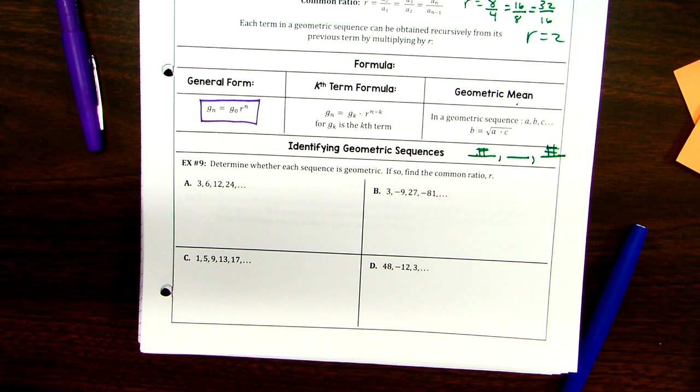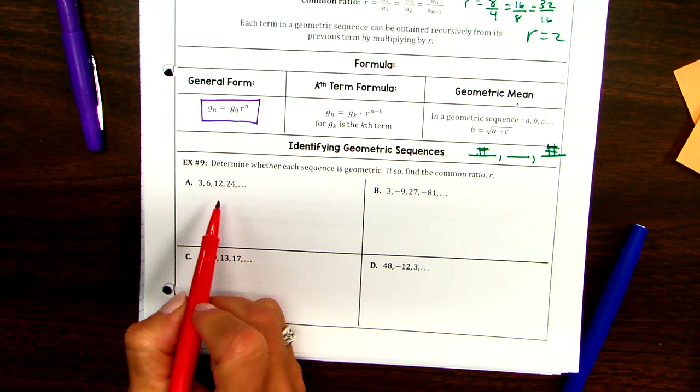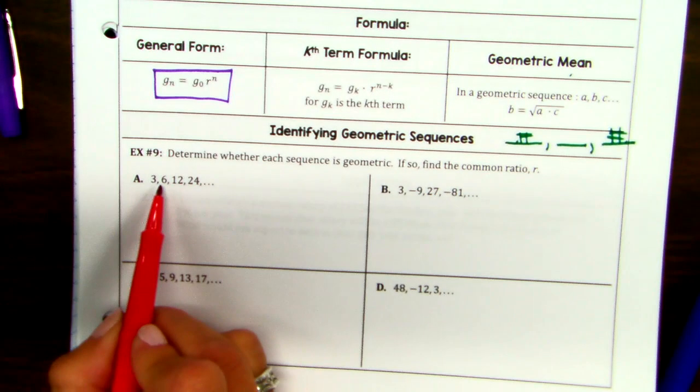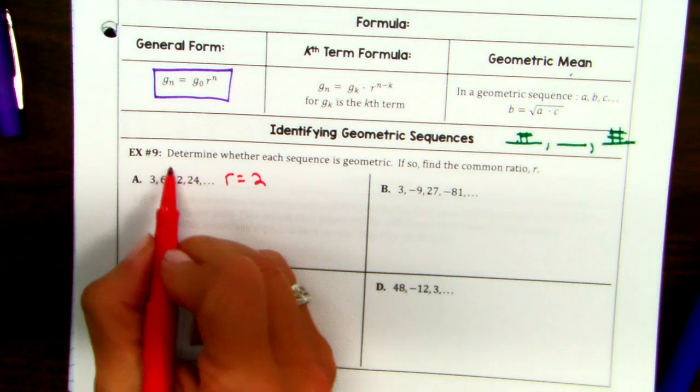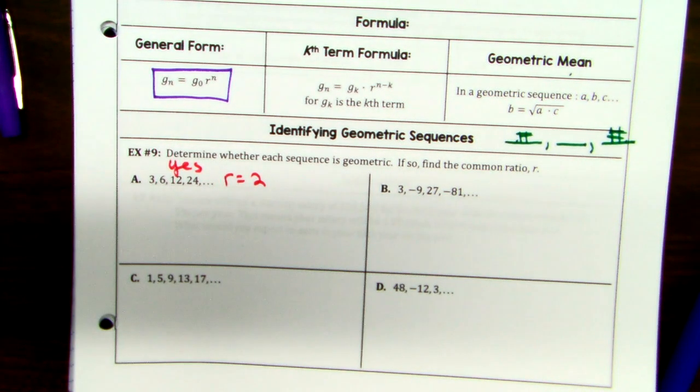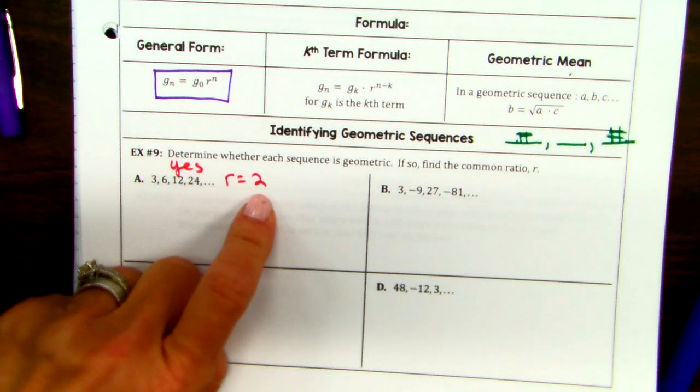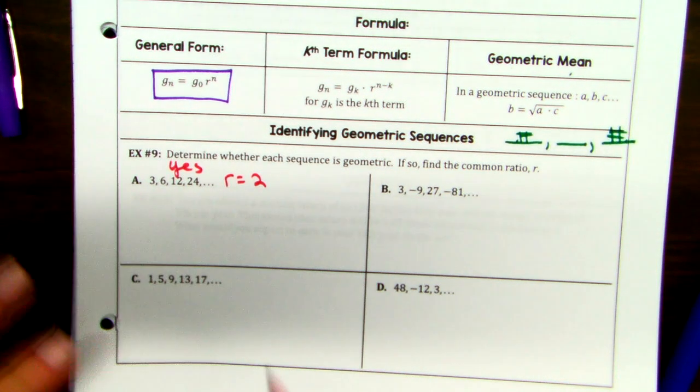So looking at this, I think this is one of those that you can look at and tell. You're multiplying by 2, by 2, by 2, right? So R is 2. And yes, this is geometric because I have 2 the whole way down. It's not changing numbers. This number is constant the whole way through. So let's just write the formula.